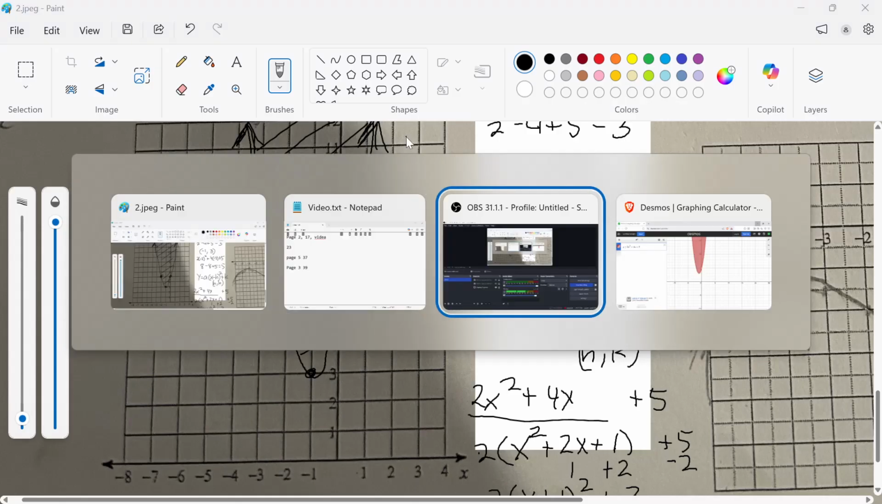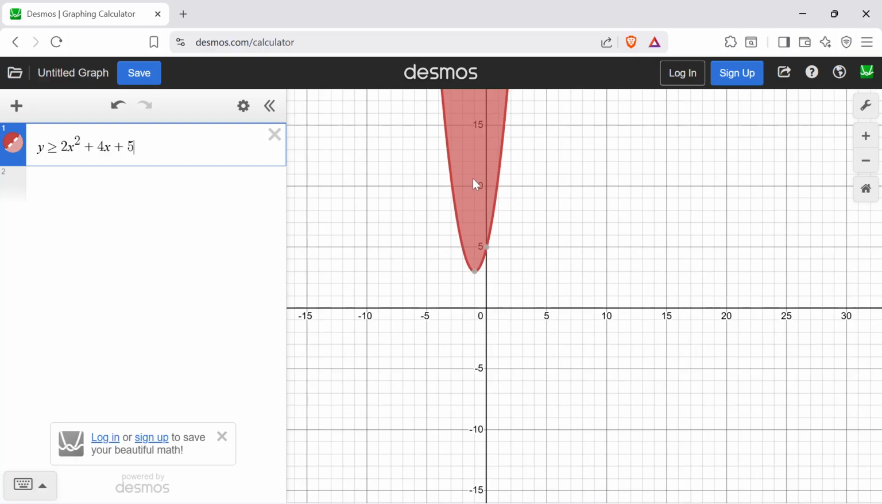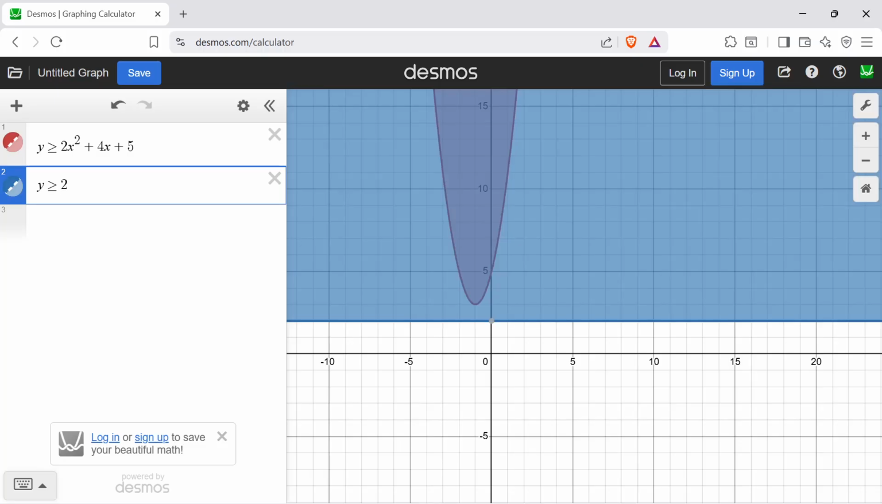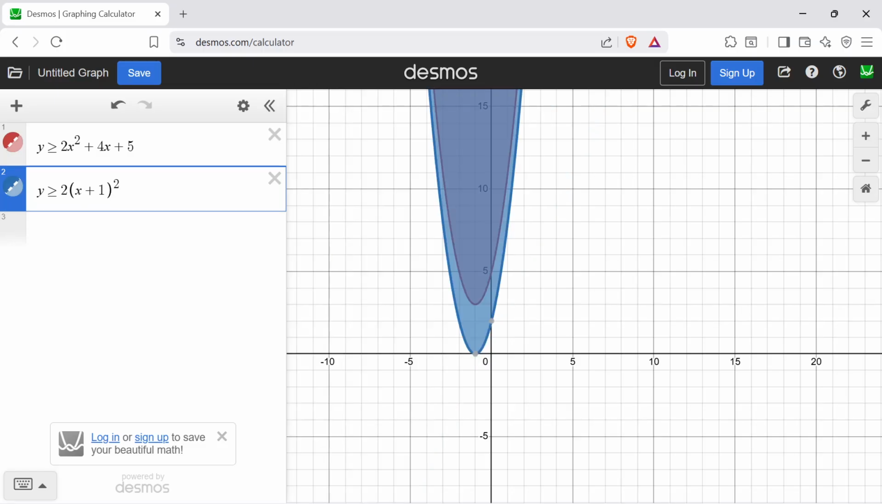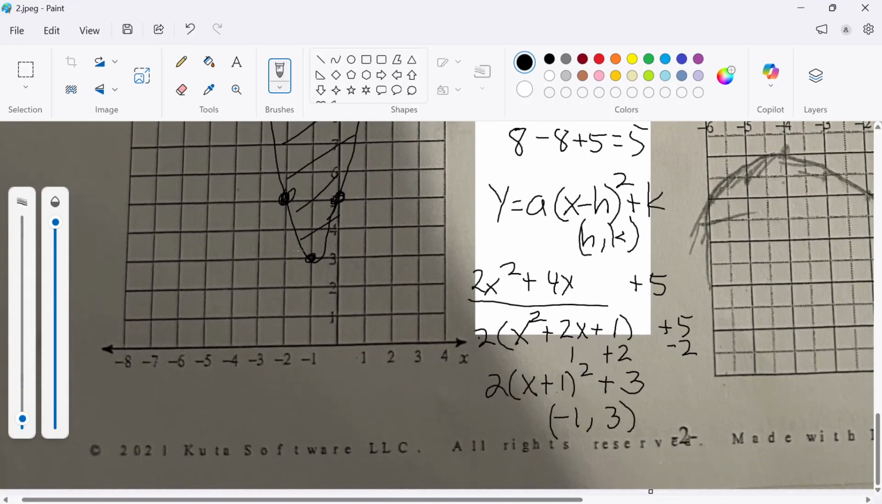And let me show you on Desmos. Here's one I've already done. I've already put in the equation, and you can see it's what I drew on the board. And if I put in y is greater than or equal to, and what did I get? 2 times (x plus 1) squared plus 3. Same exact equation. So there it is, graphing that inequality. Same inequality, rather, is what I meant to say.